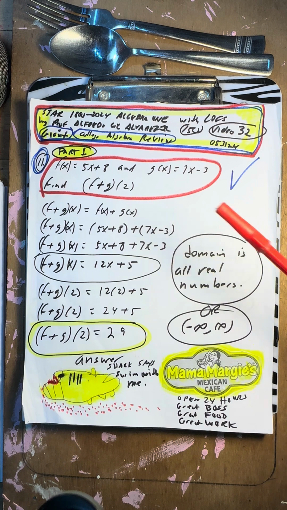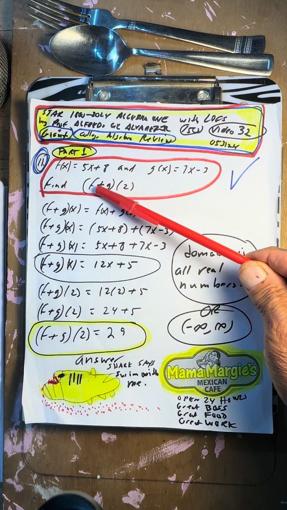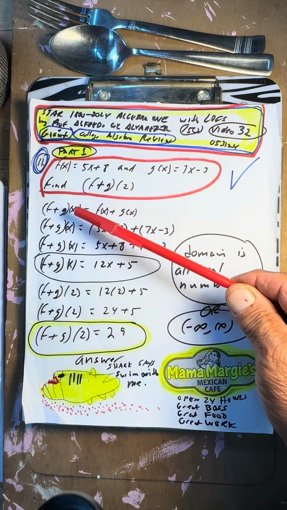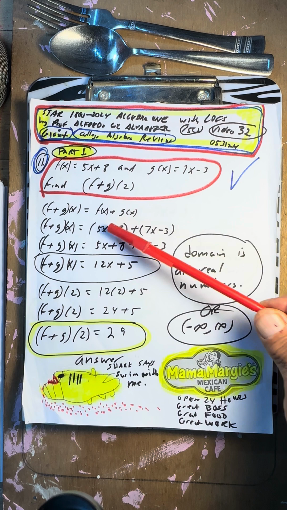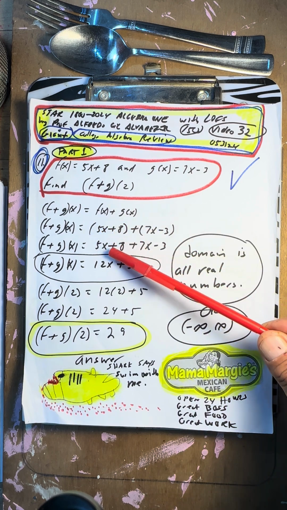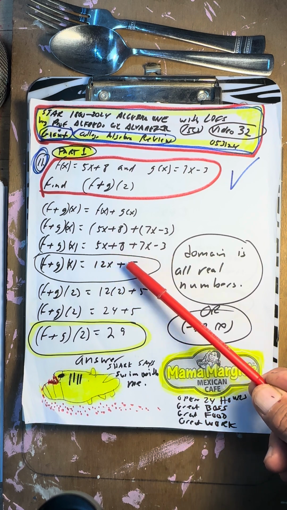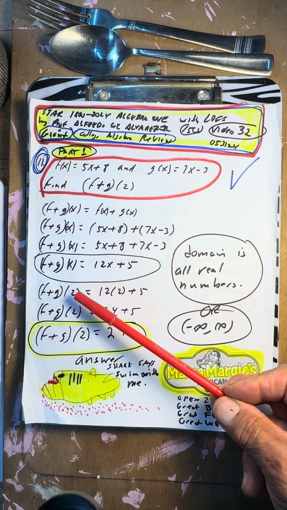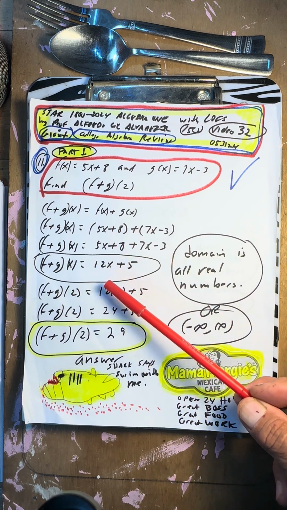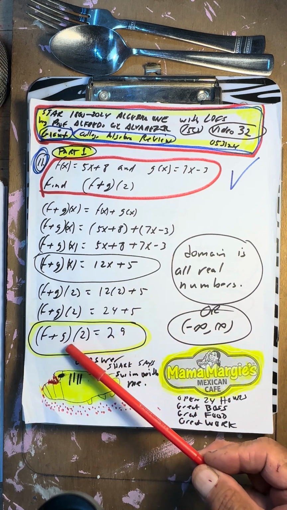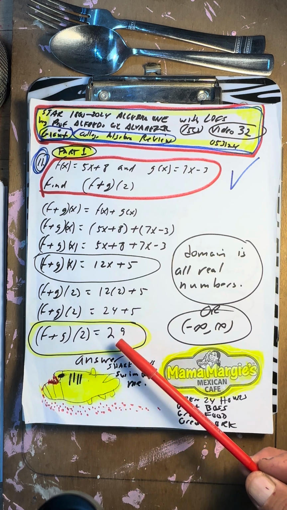f of x is 5x plus 8. g of x is 7x minus 3. Find f plus g of 2. First of all, what does that mean? f plus g of x means f of x plus g of x. Add them together and take the parentheses off. Adding these together, you get 12x plus 5. Now we're going to find what f plus g of 2 is. Put a 2 in there for the function. 12 times 2 is 24, plus 5 is 29. So f plus g of 2 is 29.